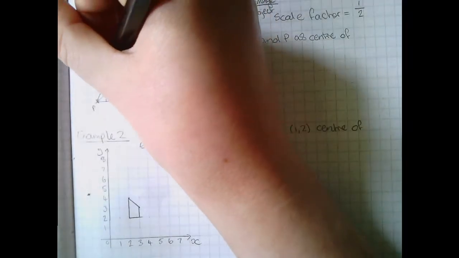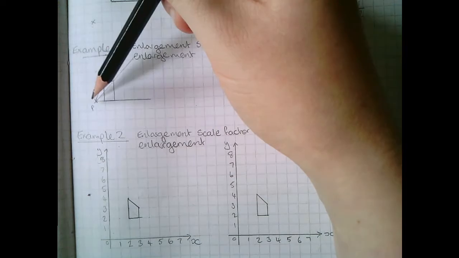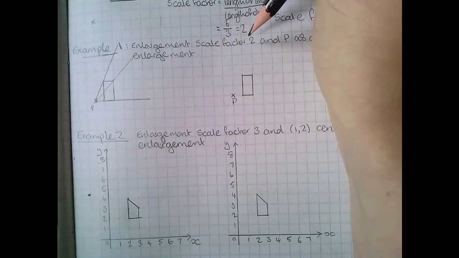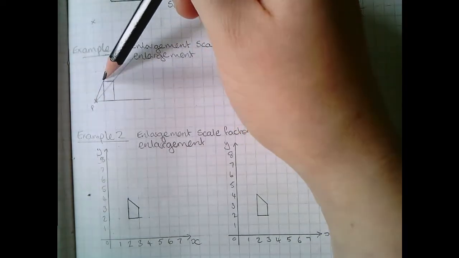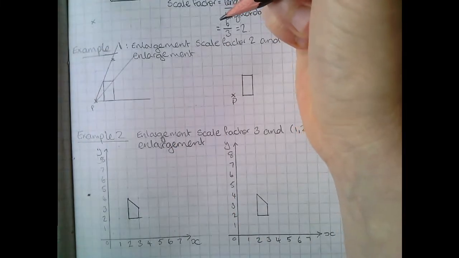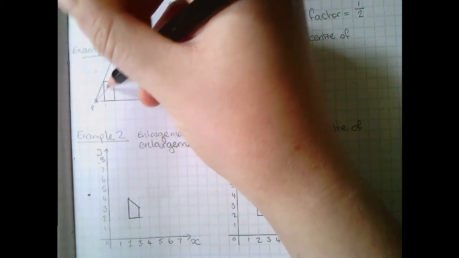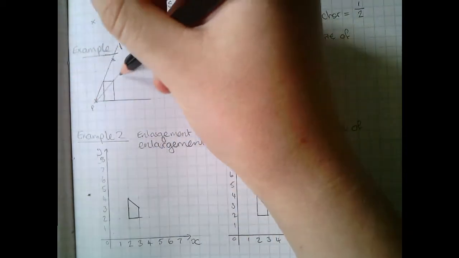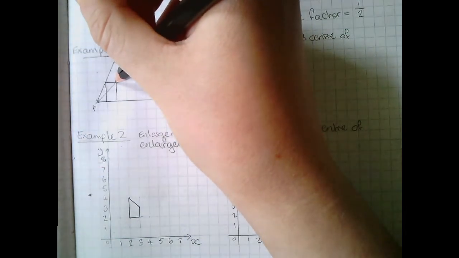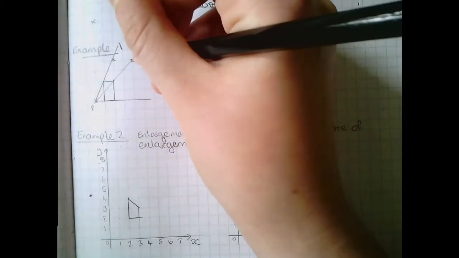Now we have a scale factor of 2. I can see that this corner here is 1, 2 away from our center of enlargement. So 2 times further than that would be 4. So 1, 2, 3, and 4. So that corner is going to end up there. This one here is 1, a little bit, 2, so about 2. So that's going to end up about here. So 1, 2, and then we're going to do another 2 because it's double 1, 2. So 2 times. That's going to go there.